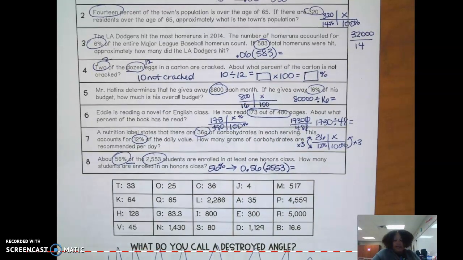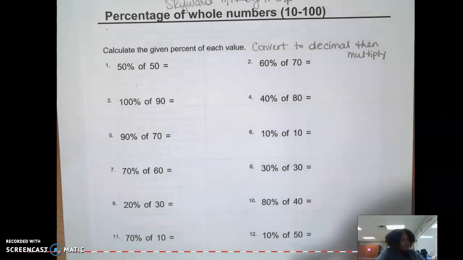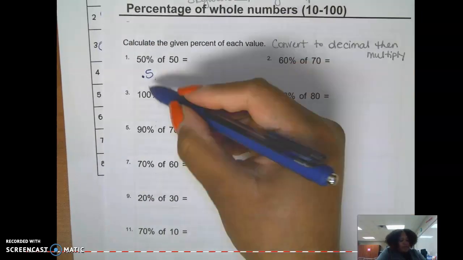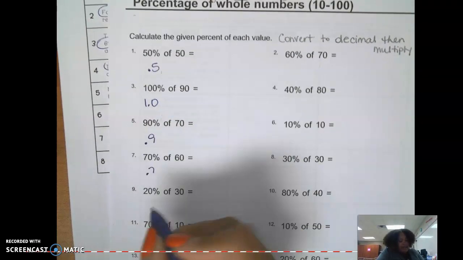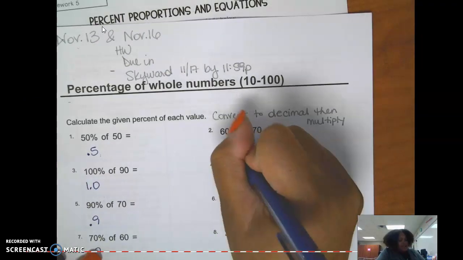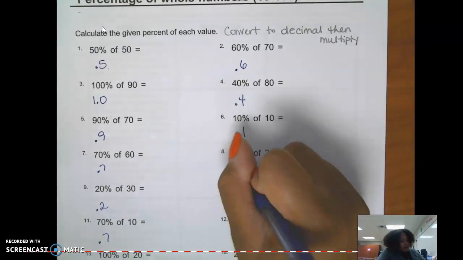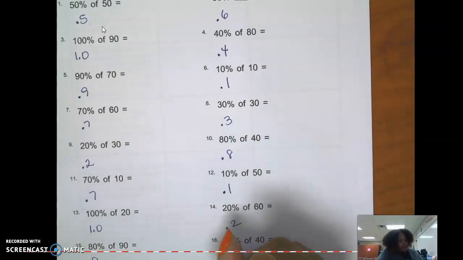All right, the next page is going to be pretty self-explanatory. You're converting each one of these to a decimal and then multiplying by the whole number. This is 0.5, this is 1.0, this is 0.9, this is 0.70, this is 0.20, 0.7, 1.0, 0.8. This is 0.6, this is 0.4, this is 0.1, this is 0.3, this is 0.8, this is 0.1, this is 0.2, and this is 0.4.